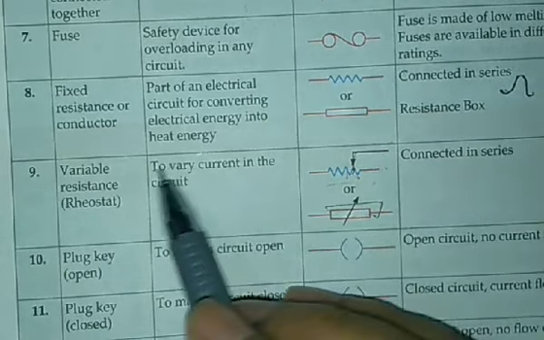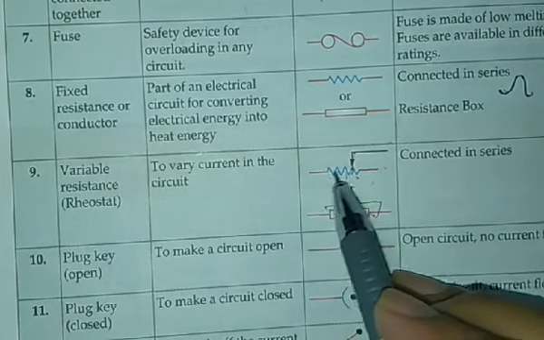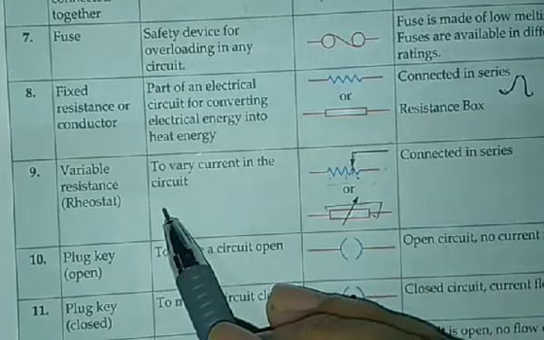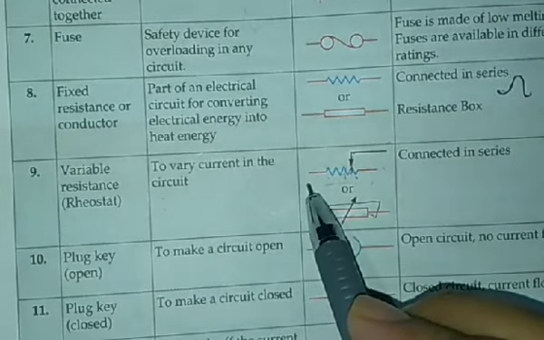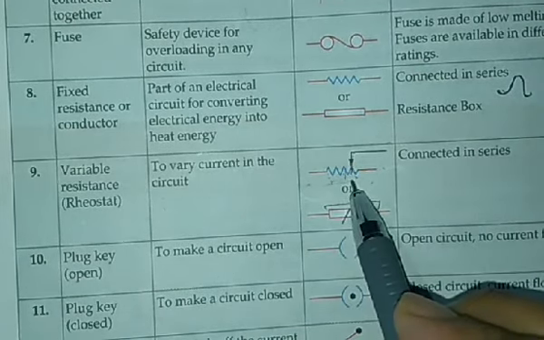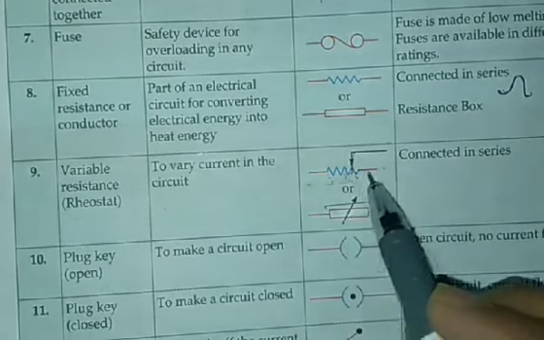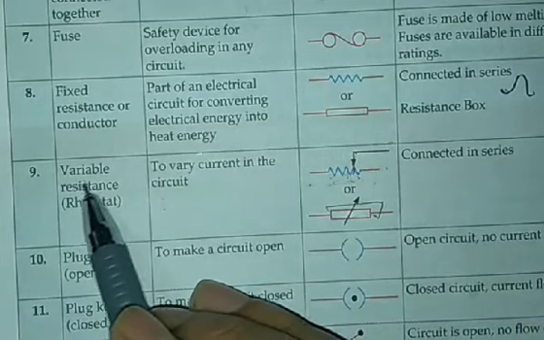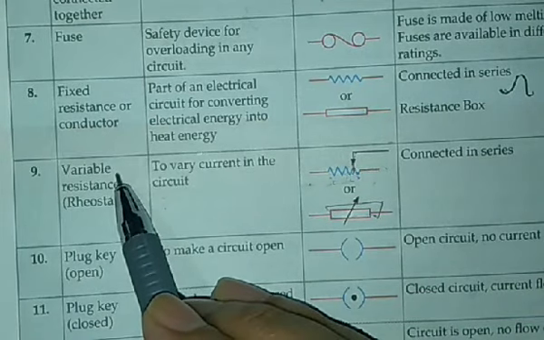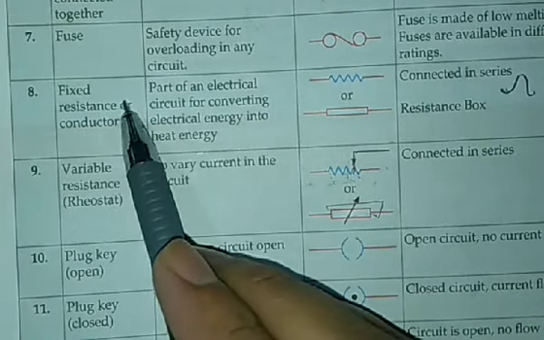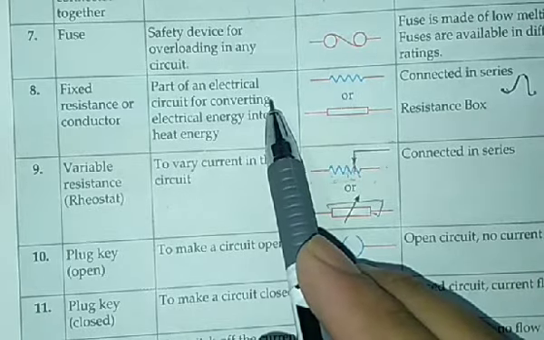So the resistance of the circuit can be increased or decreased by a variable resistance. That is, if you want to get more current, then you can decrease the resistance. If you want to get less current, then you can increase the resistance. So it is a variable. Variable means its value can be changed. But in a fixed resistance, the resistance cannot be changed.